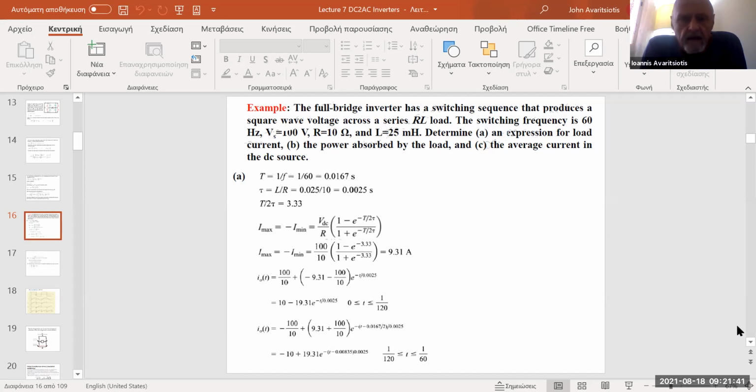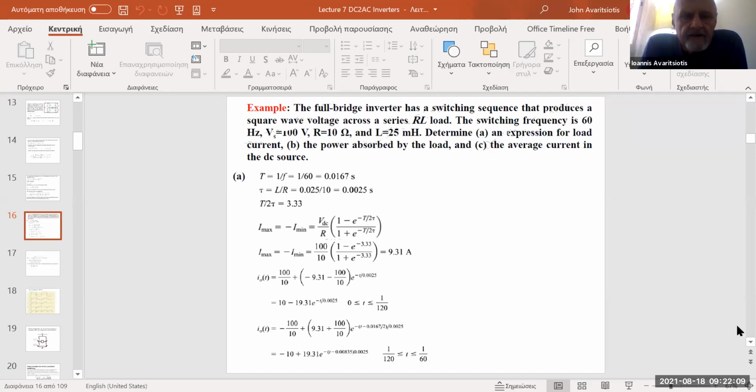Now, let's proceed with an example to see how easy it is. But in order to perform all these calculations, you need a scientific calculator, a more advanced calculator, not just the calculator which exists in your mobile phone. You have to use a proper scientific calculator.